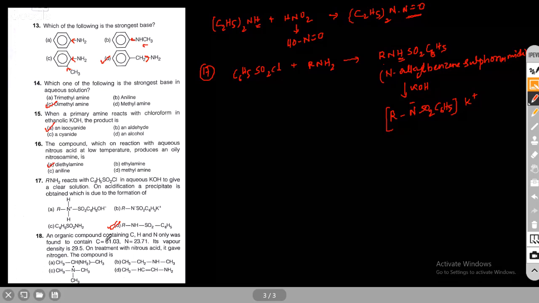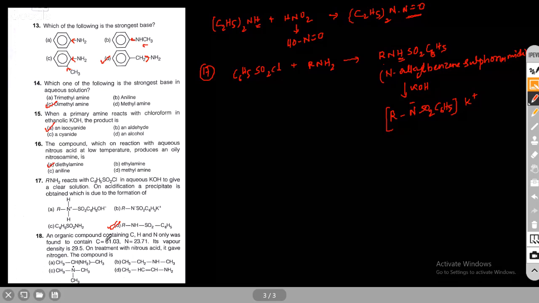Yeah, it's correct. It's a primary amine. How many primary amines do we have in these options? Correct. Yes, so the answer will be either A or D.